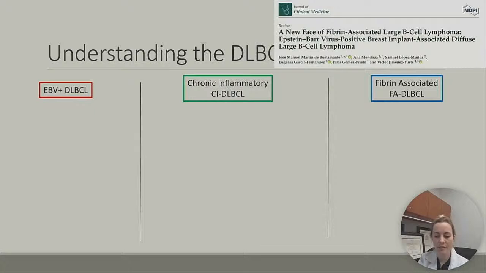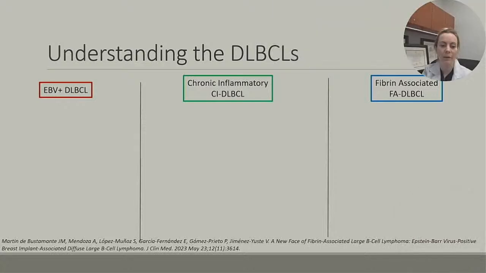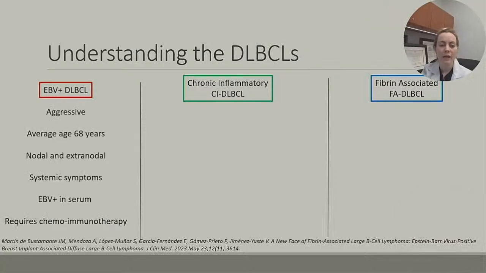Now, all of these are Epstein-Barr virus associated. So EBV positive diffuse large B-cell lymphoma, the first subtype, is very aggressive. It has both nodal and extranodal presentation with very aggressive systemic symptoms and therefore requires aggressive treatment with chemoimmunotherapy.